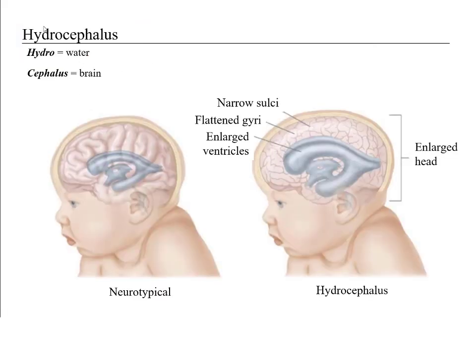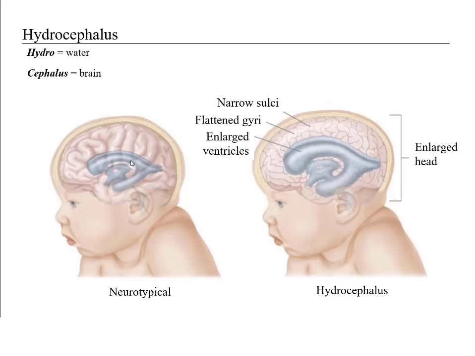So hydrocephalus literally means hydro, water, cephalus, brain. So it means that there's water on the brain. So an enlargement, typically, of the ventricular system. And it often happens in children, although it does happen in adults for various different reasons.